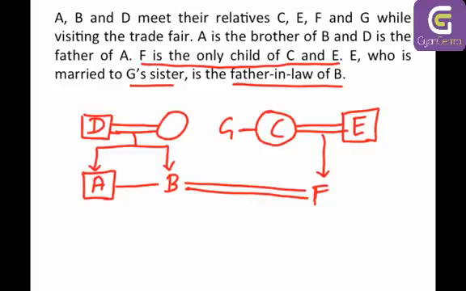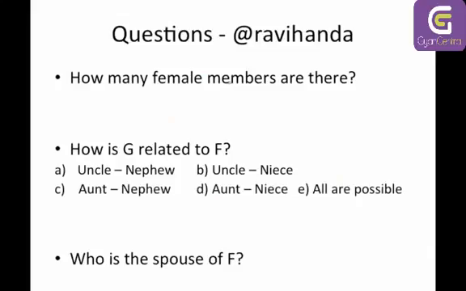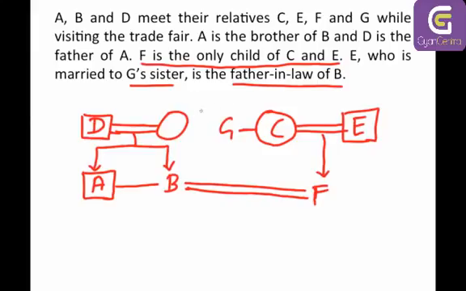Now let us look at the questions which otherwise would have been really difficult. The questions are such. How many female members are there? Okay. So who are the female members? We do not know about B. We know about C is a female. We do not know about G. We do not know about F. So what can I say about the number of female members?